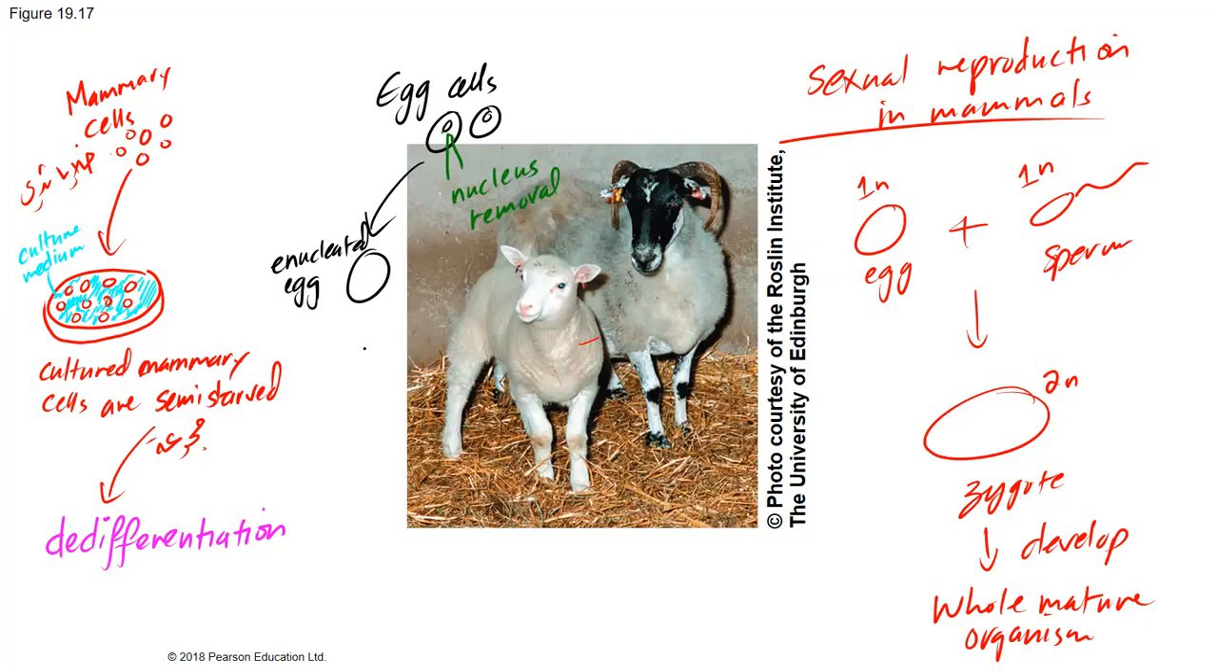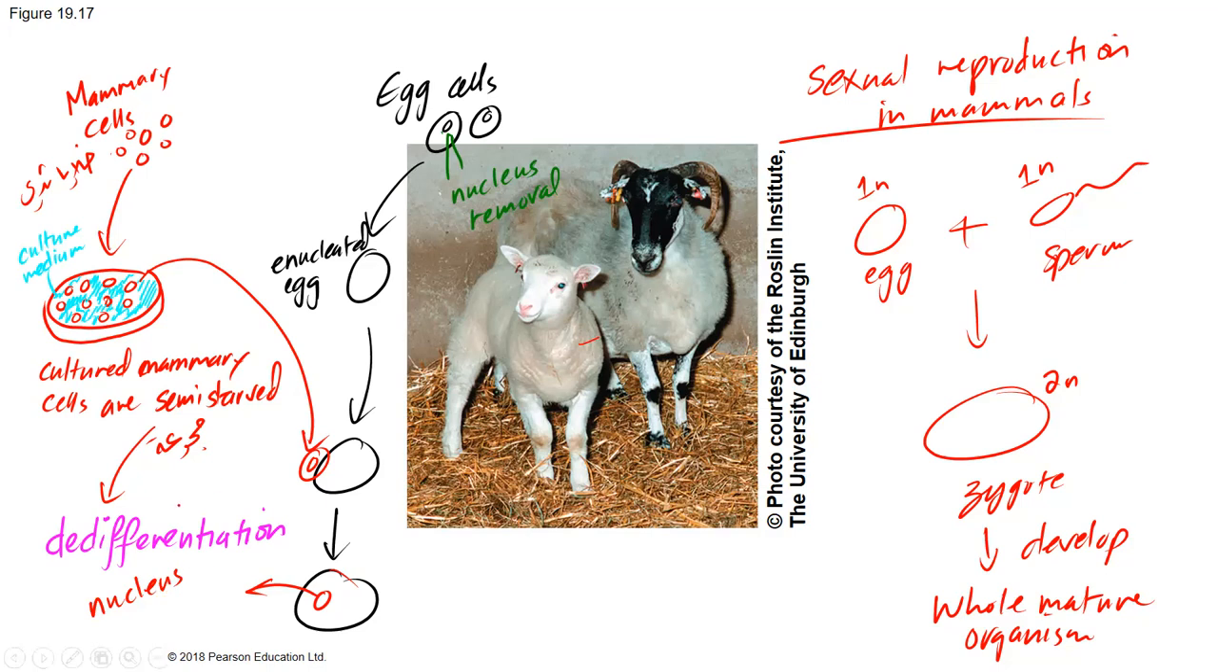And then they took the enucleated egg and fused it with the starved mammary cell, and the result is basically a zygote with the nucleus from a mammary cell. So this is a nucleus from a mammary cell.